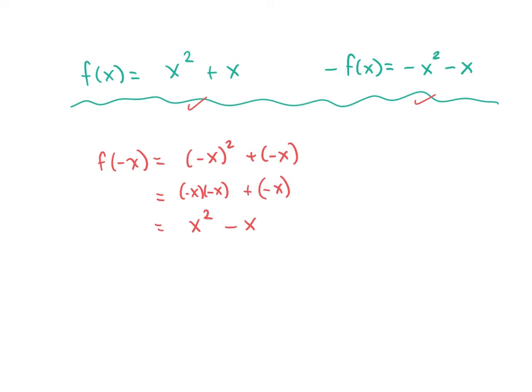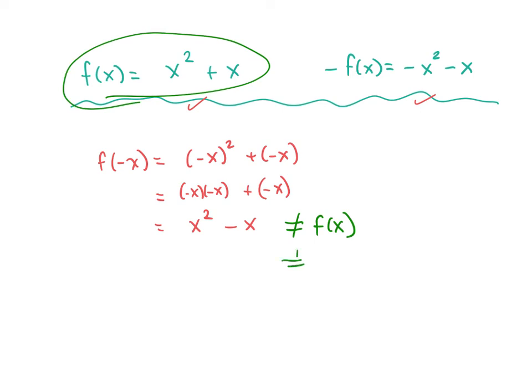Now, what we get when we replace x with negative x is not the original function. It's not what we started with. But it's also not the opposite function, because for the opposite function, both terms would have to change signs. They both would have to become negative. So in this case, this is neither even nor odd, and there are functions that are neither. So, first one odd, second one neither.